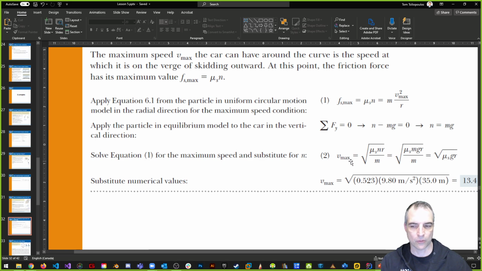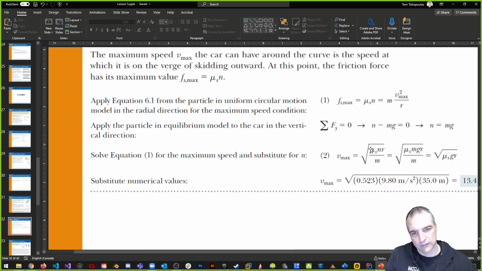Whereas we know the other forces, we can use the equation that Vmax, just like we did earlier, is equal to the square root of the normal force times the coefficient of static friction, right, times radius over the mass, right?